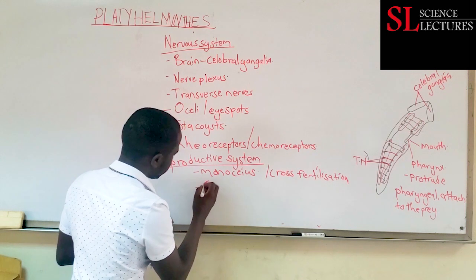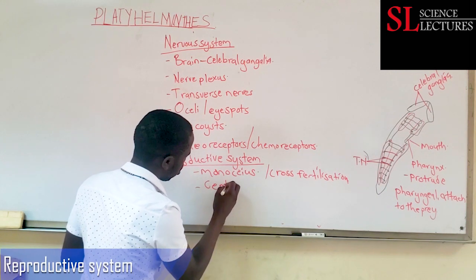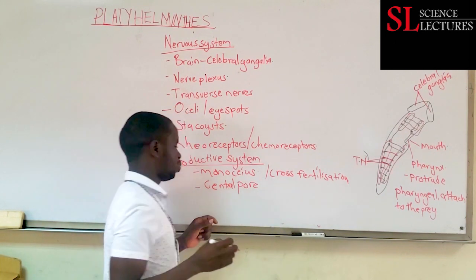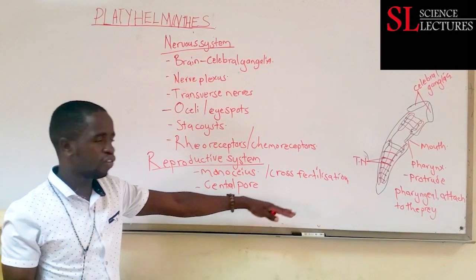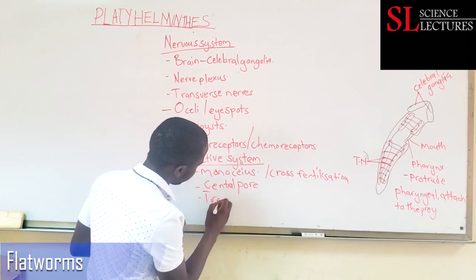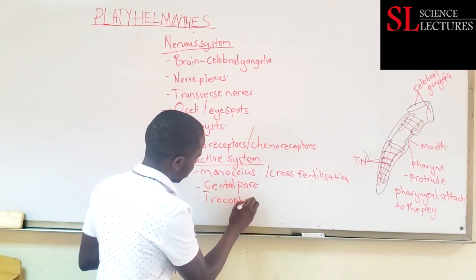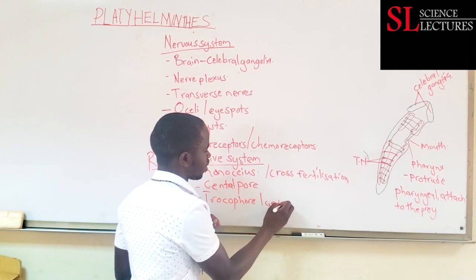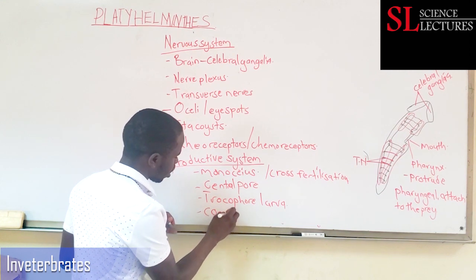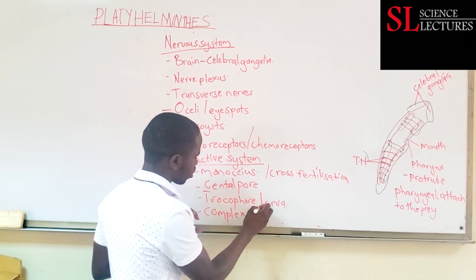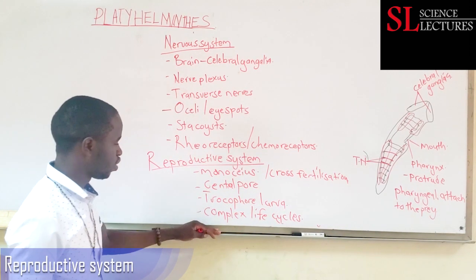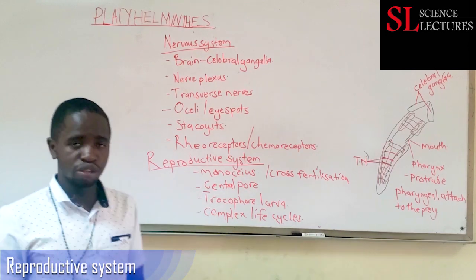Then some organisms have what we call a genital pore. This genital pore is where exchange of gametes takes place, as you are going to be seeing. Then they have a trochophore larva. We say the trochophore larva is a ciliated larva. On top of that, some organisms, especially the parasitic ones, have complex life cycles, as we are going to be seeing some of them.